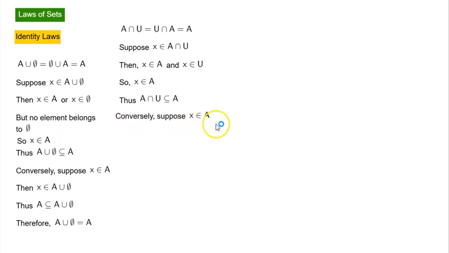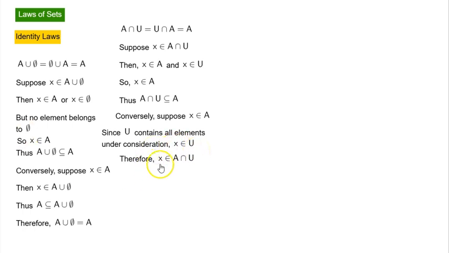Conversely, suppose X is in A. Since U contains all elements under consideration, X is in U. Therefore, X is in A intersection U. Thus, A is a subset of A intersection U. So again, we have shown that they are subsets of each other. Therefore, A intersection U is equal to A. And by symmetry, U intersection A is equal to A.